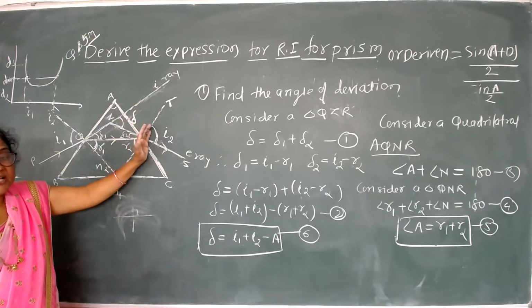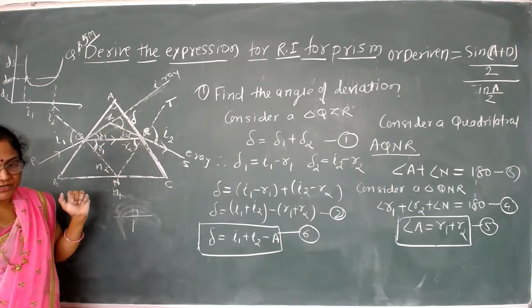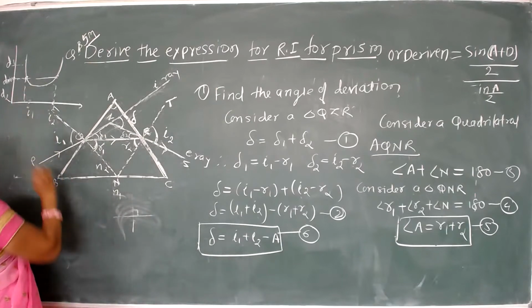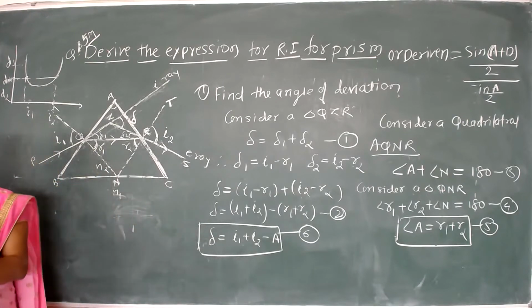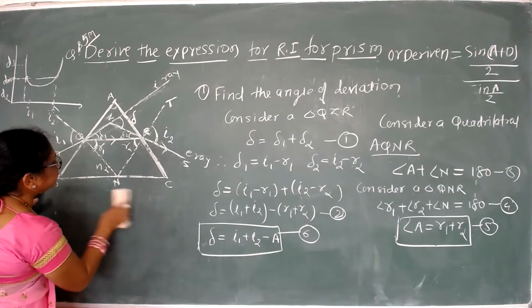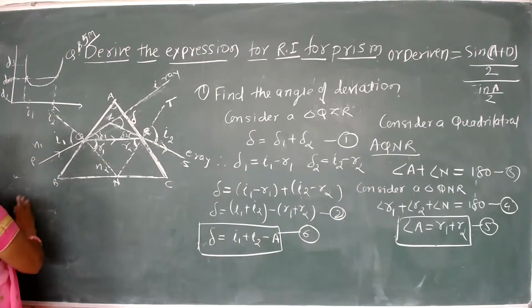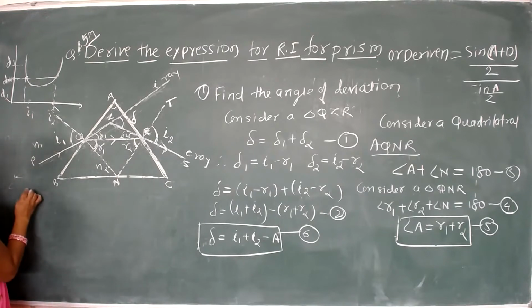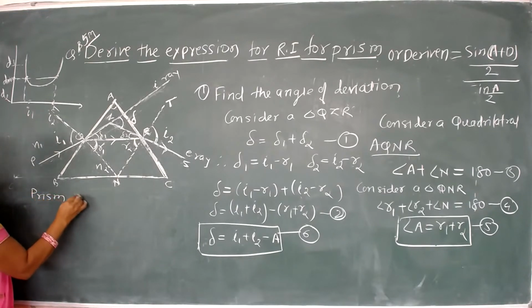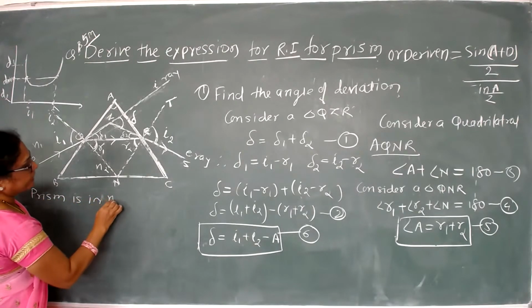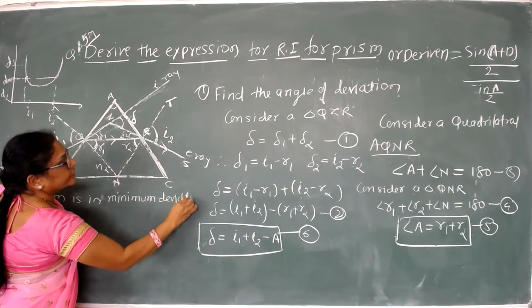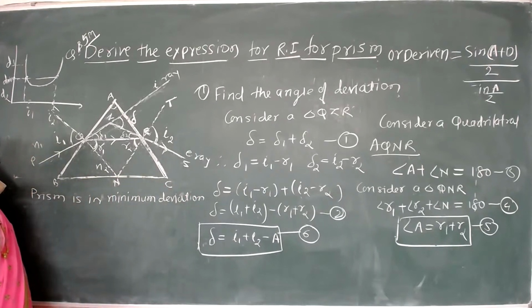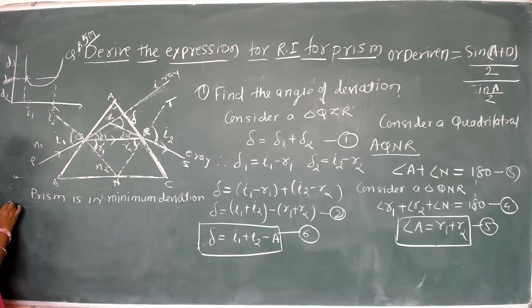If the prism is set in the minimum deviation position, that position is denoted by the capital letter D. When the prism is in minimum deviation, I1 is equal to I2, or the angle of incidence is equal to the angle of emergence. That position is known as the minimum deviation position.